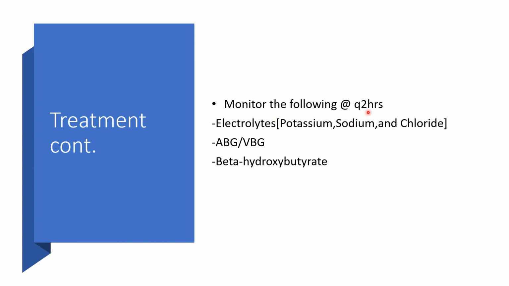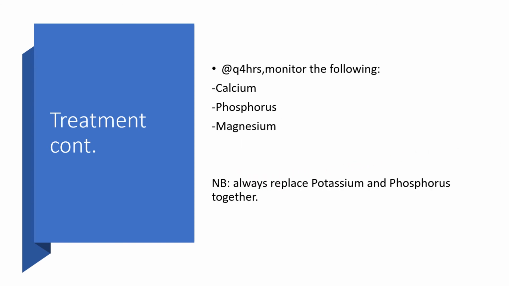Still on monitoring, what are we going to monitor every 2 hours? Electrolytes. Every 2 hours, we must know the value of potassium, sodium, and chloride. Every 2 hours, arterial blood gas, venous blood gas. And beta hydroxybutyrate every 2 hours. Every 4 hours, we'll monitor for certain stuff, like the value of calcium, phosphorus, and magnesium. Someone is saying, so not as important as potassium. Always replace potassium and phosphorus together, please.